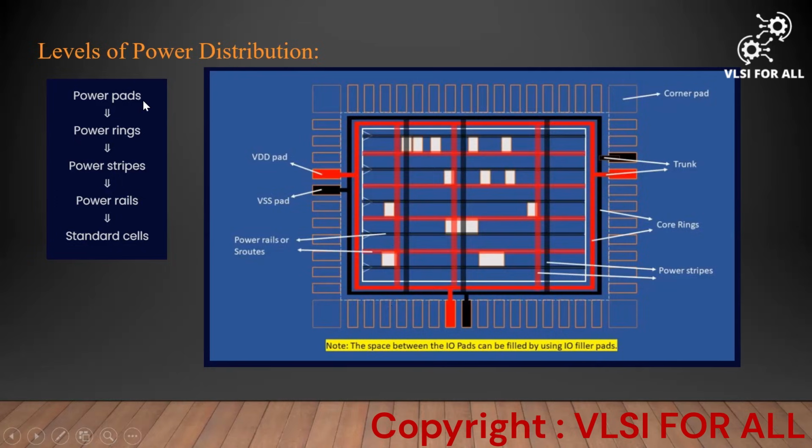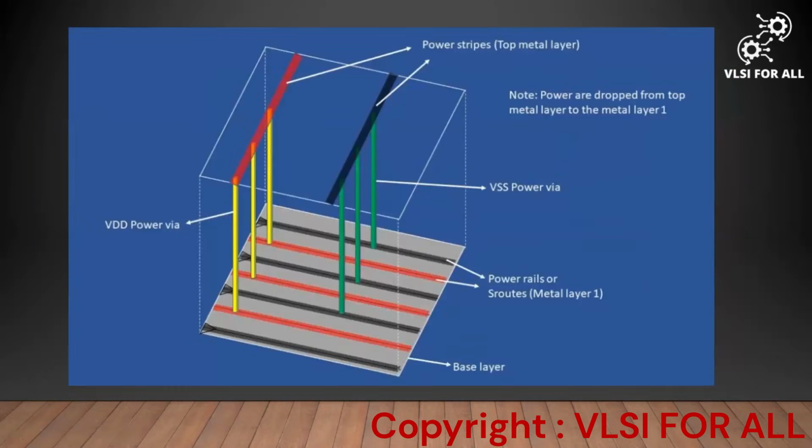We can see in this figure also, from the power pads to the power rings, and from these power rings to the power stripes, and from these power stripes to the power rails, and from the power rails to the standard cells. So this is the structure of how the power will be distributed level-wise.